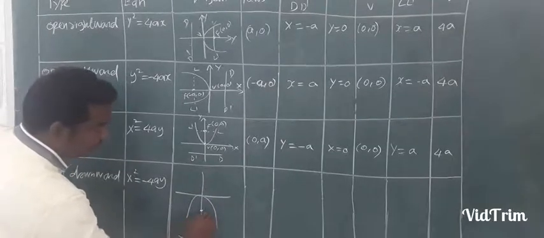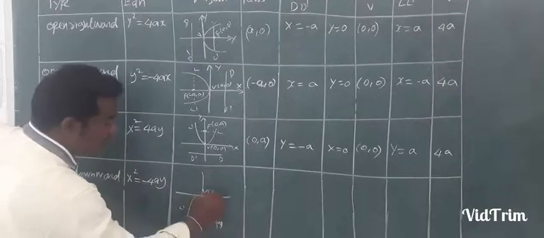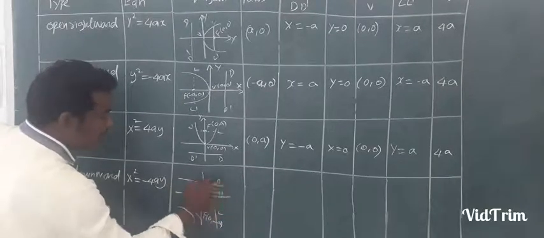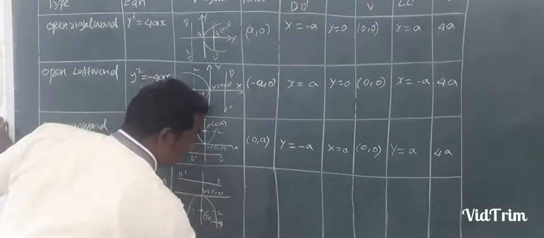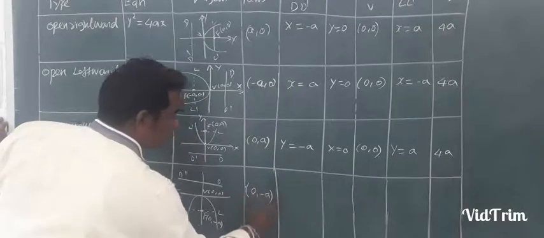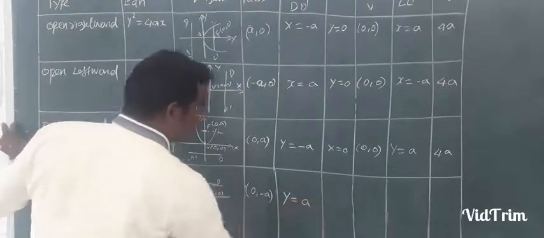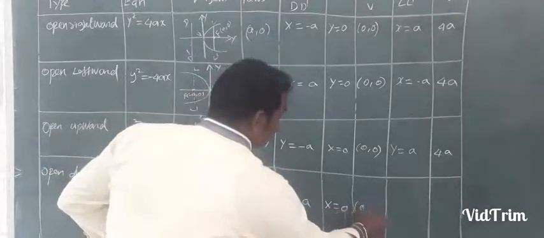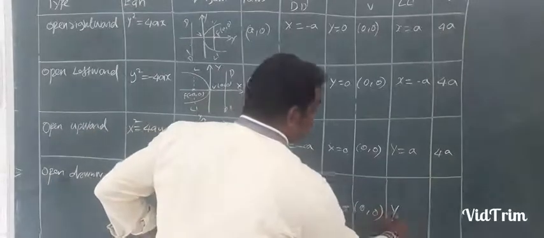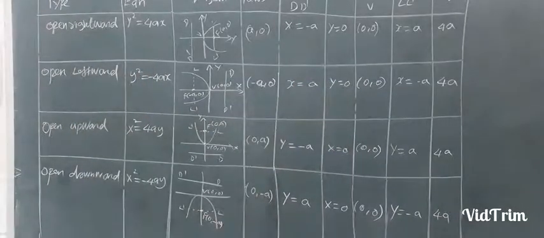drawn like this. This is F, this is V, and that is the L dash. The focus is 0 comma minus a, V is 0 comma 0, and the fixed line is D dash. Now the focus is 0 comma minus a, and the equation of the directrix is y is equal to plus a, and the axis is x equal to 0, and the vertex is 0 comma 0, and the equation of the latus rectum is y equal to minus a, and the length is 4a. It is fixed; the length is fixed.